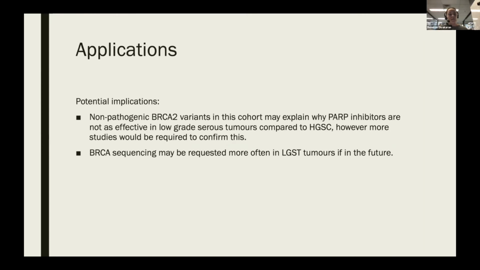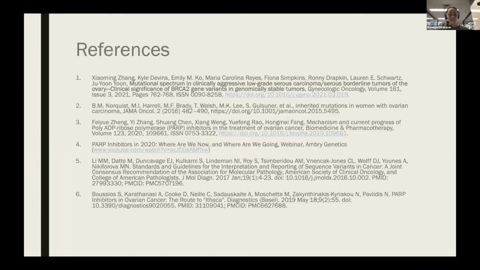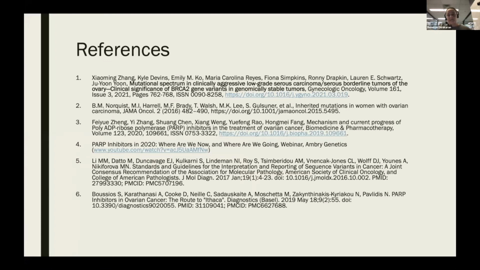So I think some of the potential applications from this study is that non-pathogenic BRCA2 variants in this cohort may explain why PARP inhibitors are not as effective in low-grade serous tumours compared to high-grade serous carcinomas. But again, we would need more studies to confirm this. And we may be asked more to do some BRCA sequencing in these low-grade serous tumours in the future, just based on the fact that they were found in this study and a handful of other studies. And these are my references.